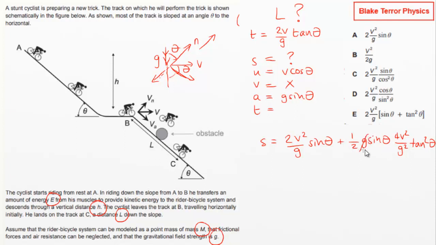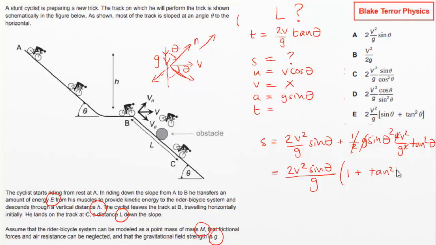So we can cancel that g with one of the g's down there. We can cancel that half with that to bring us a 2. So we can already see that both of these terms have got 2v squared sine theta over g. So let's factorize that out. 2v squared sine theta over g. So the first term, that is the whole of the first term, so we've got a 1. What's left here? 2v squared sine theta over g. All that's left is a tan squared theta.